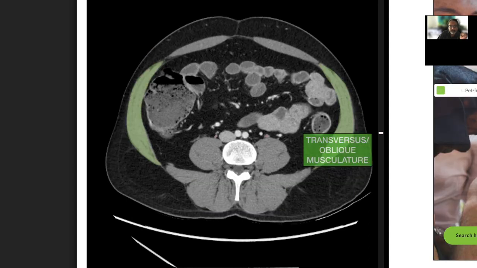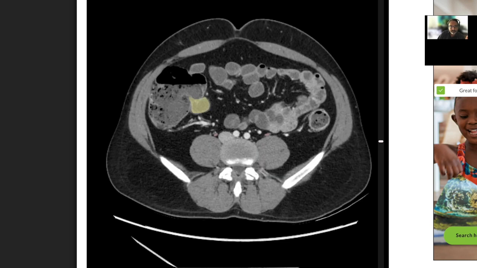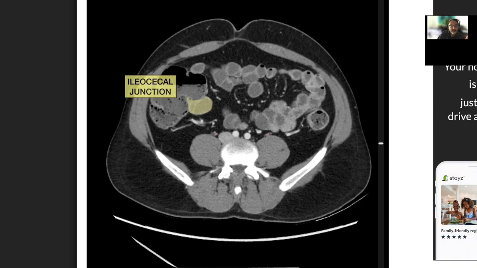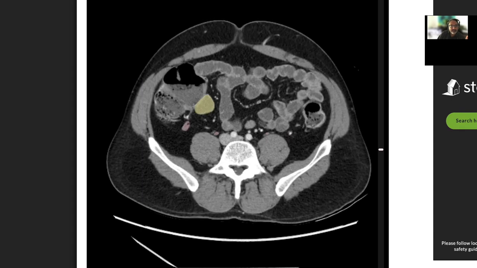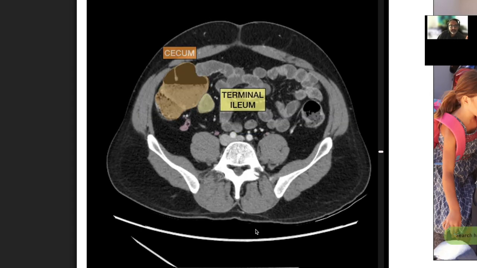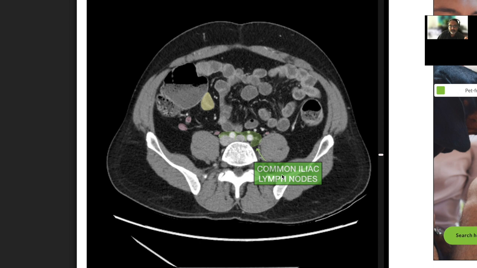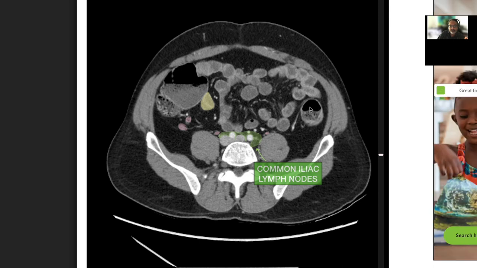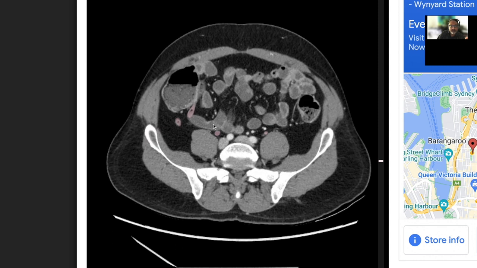So this stuff I've done in the muscles lecture. Okay, there you can see the ileocaecal junction. They've shown it to you. I usually find it difficult. And it's showing you the terminal ileum and the caecum. And there, those are the common iliac lymph nodes, but it's showing you the descending colon there. And it's showing you the appendix. I'll show you the appendix also, but it's showing you the appendix here.